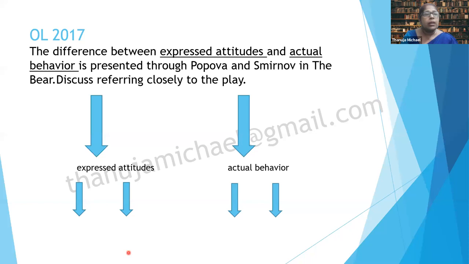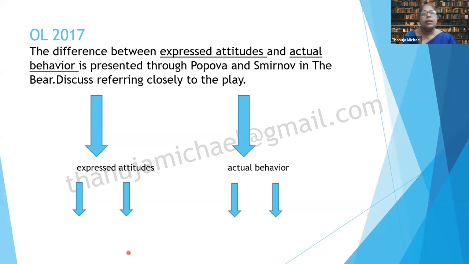So this is what Anton Chekhov actually wanted to do: bring about a change in this society. For that, he chooses two powerful characters, both from the upper class, and see how nicely he brings both of them down. So strong Popova, she also changes.